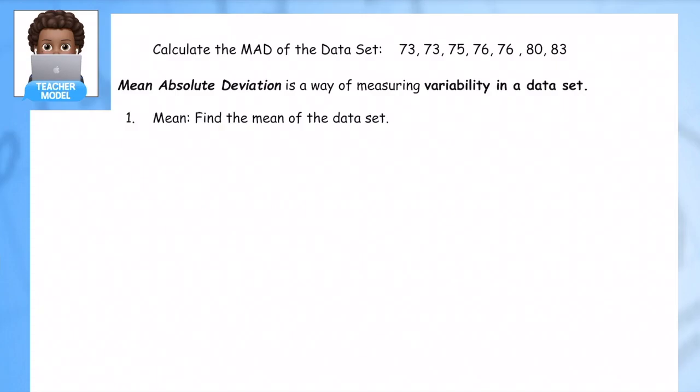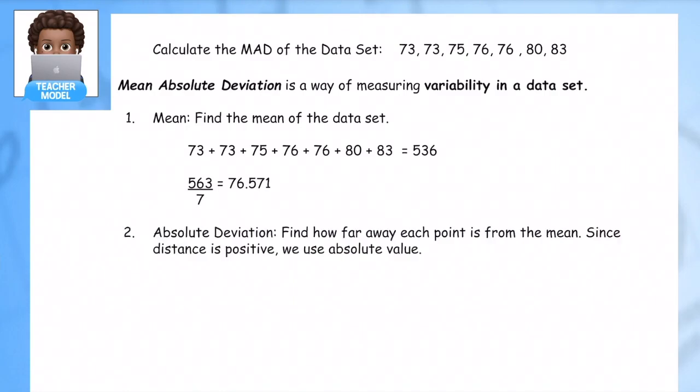Here are the steps. First, you're going to find the mean of all the numbers. You're going to add them all up and divide by the size of your data set. So we find the mean of this set is 76.571. Then you're going to find the absolute deviation, meaning for every single point, you're going to figure out how far away they are from 76.571. And because we're talking about distance, it has to be an absolute value.